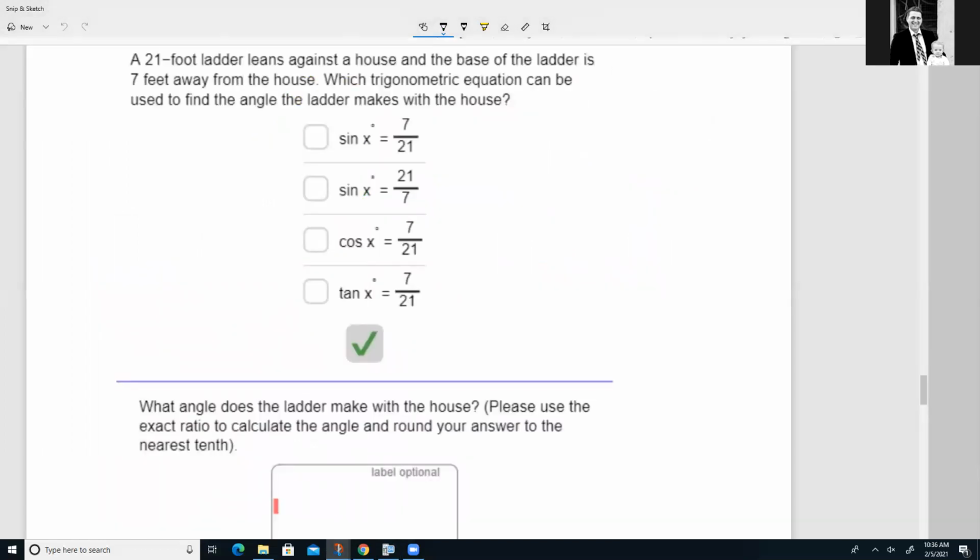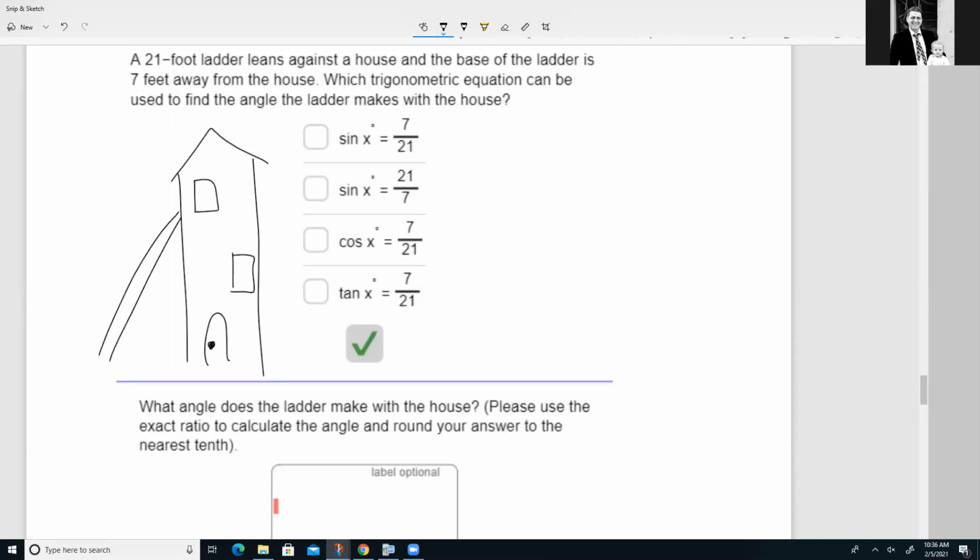It says a 21-foot ladder leans against a house with the base of the ladder 7 feet away from the house. Which trigonometric equation can be used to find the angle the ladder makes with the house? Okay, so I'm going to draw the house here. This kind of looks like the Once-ler's house from the Lorax. And we've got a 21-foot ladder. It's a long ladder. Leaning 7 feet away from the house. So that's 7 feet. Just going to highlight, this is the triangle that I care about.